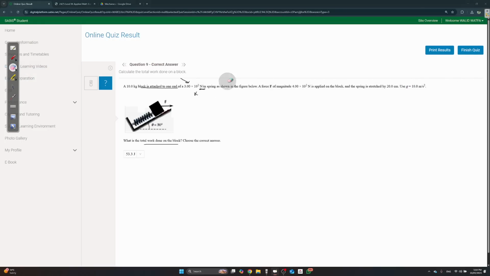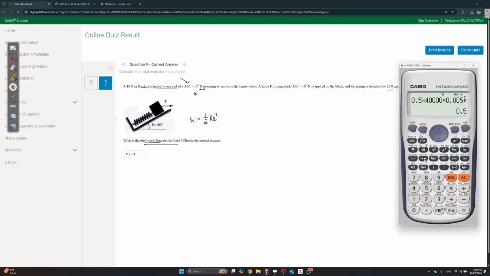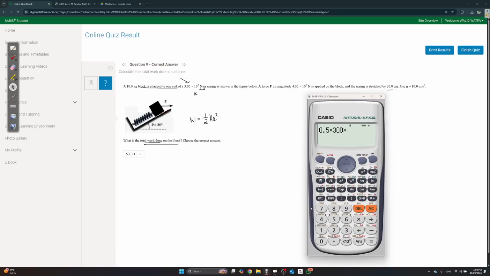So remember, for a spring, what's the rule to find the work or energy? It has to be half kx squared. So this is the work. We have our k, and we know it's stretched by 20 centimeters. Let's see if we get the answer. 0.5 times k, which is 300, times x squared, so 20 centimeters, 0.2 meters, squared. Okay, we get 6. What I found now, the 6, is the work done by the spring, and that is 6 joules.